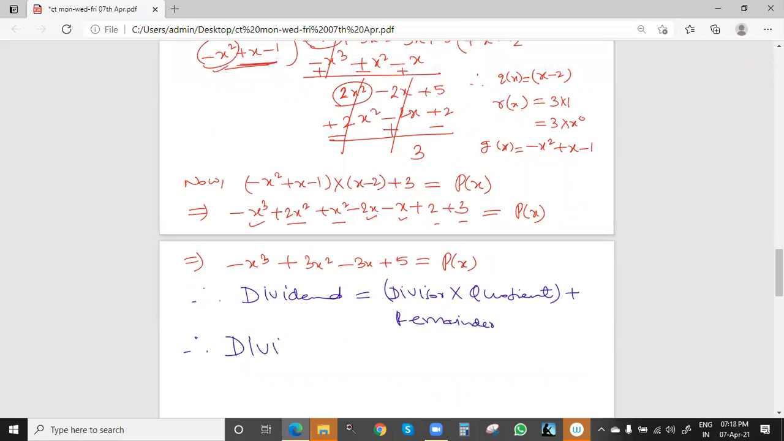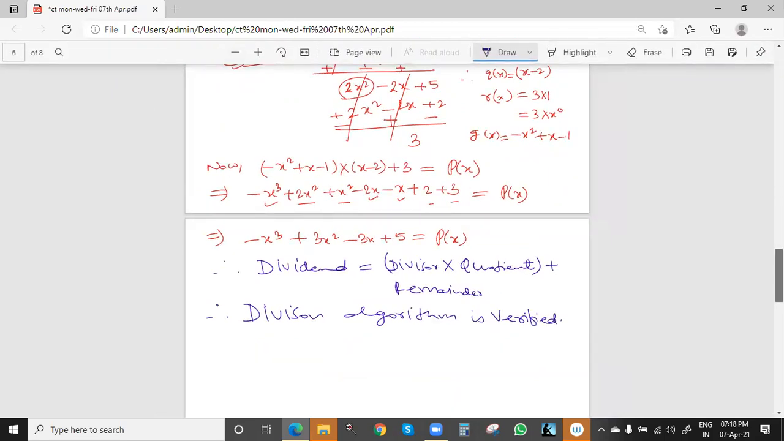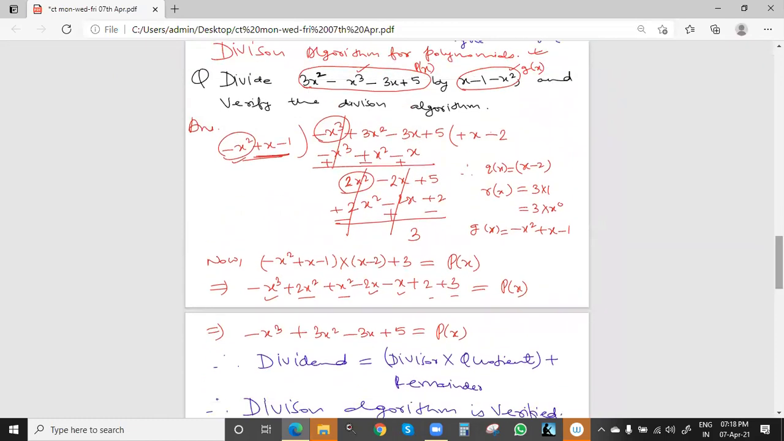So the division algorithm is verified. Correct. We get the values.